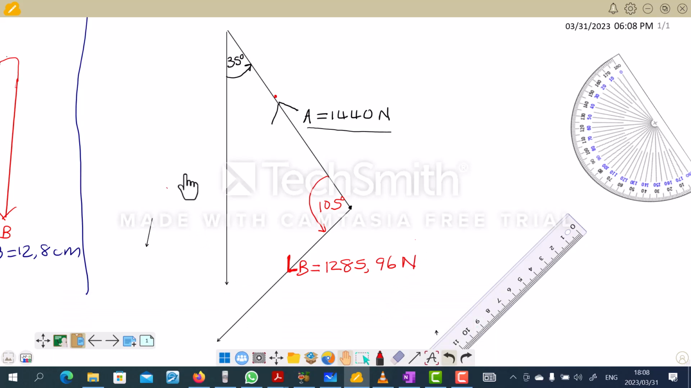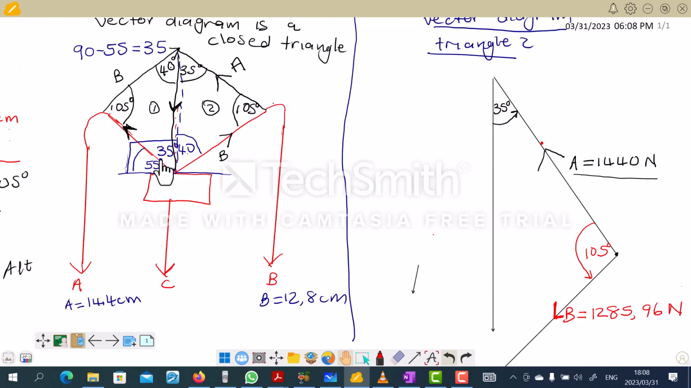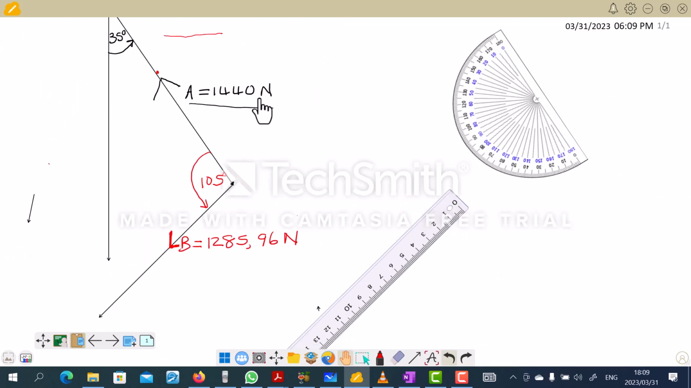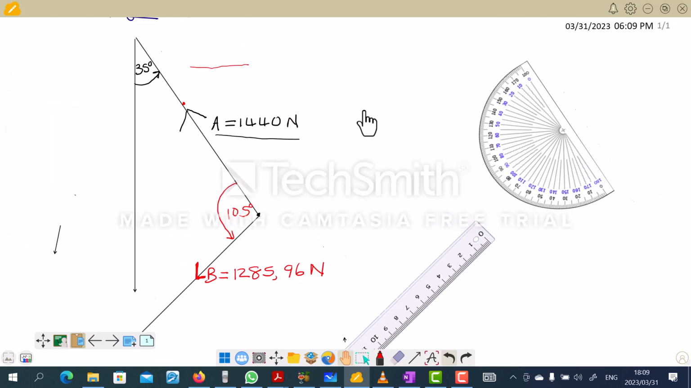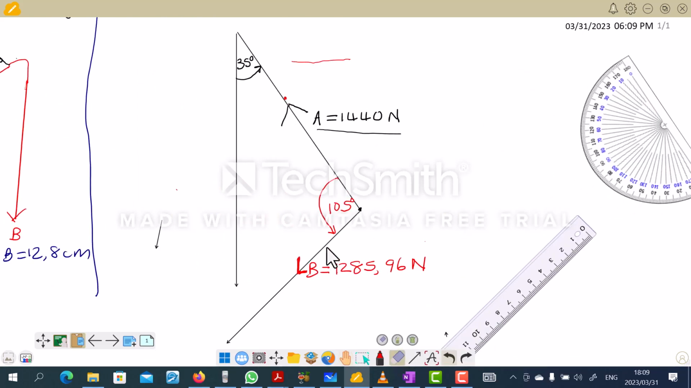Let me check. The arrow is supposed to go the other way. Oh yeah, the arrow for B is supposed to point this side. Okay, I made a mistake. The arrow is supposed to point to the other side. So let me fix that one. So I take my eraser, then I erase there. That arrow is not supposed to look at, oh Lord.